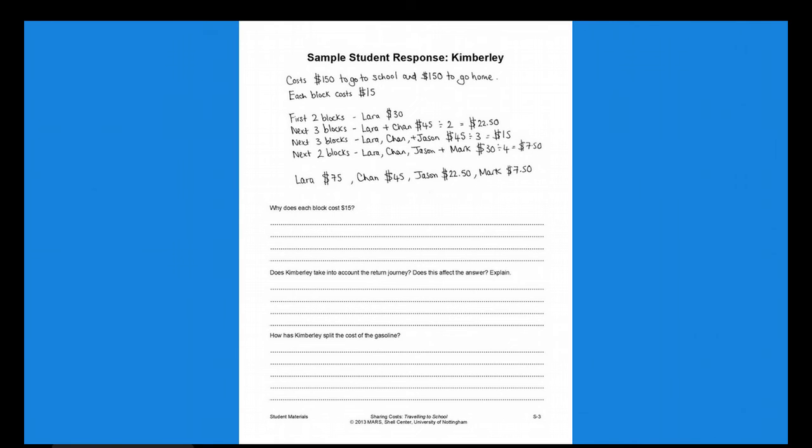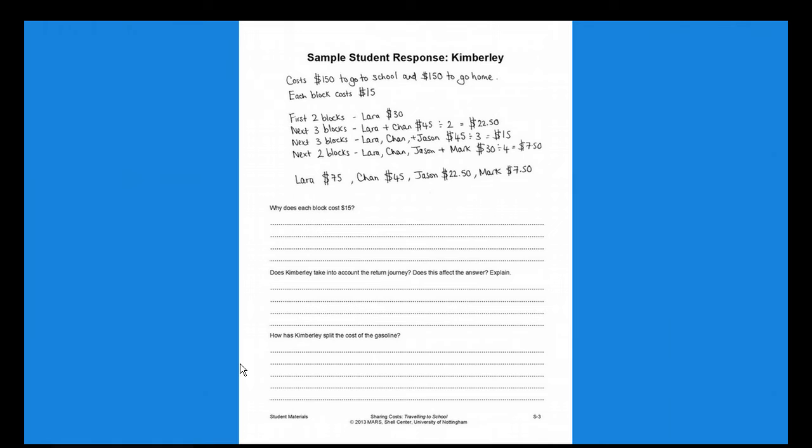In the next one, Kimberly broke it down and figured out how much it costs per block, and notice her cost per block is different than Donna's. And she breaks it down by each person as for how long they've traveled in the car, and she chunks it according to first two blocks of Laura is $30. Next three blocks is Laura and Chin. Next three blocks is Laura, Chin, and Jason, and so on. So the total dollar amounts are actually very different, but in this particular case.